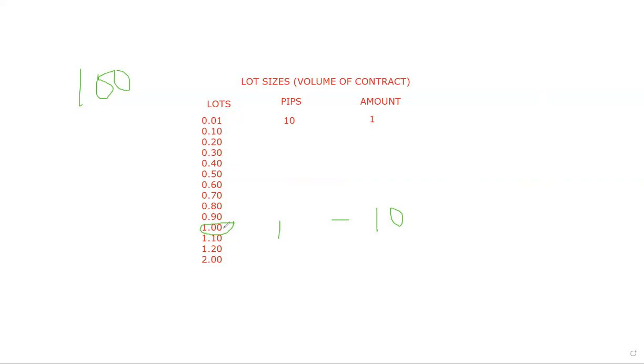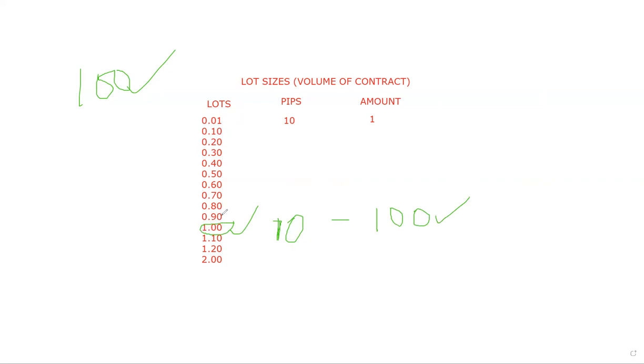So if you have an account of $100 and then you choose to go with this lot size or this volume of contract, which is 1.00, then it means in just 10 pips, your $100 is gone. Or in just 10 pips profit, your $100 becomes $200. So if it goes 10 pips against you, you have lost your $100. If it goes 10 pips in your favor, you've gotten $100 profit by using 1.00.